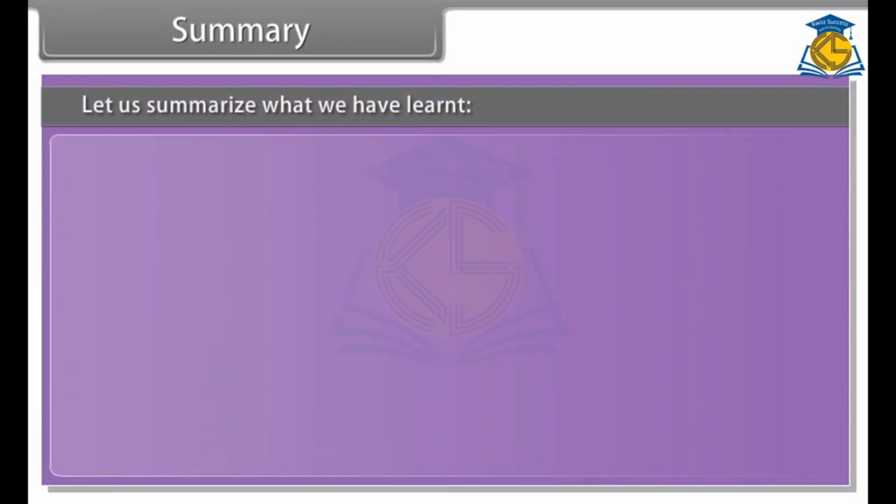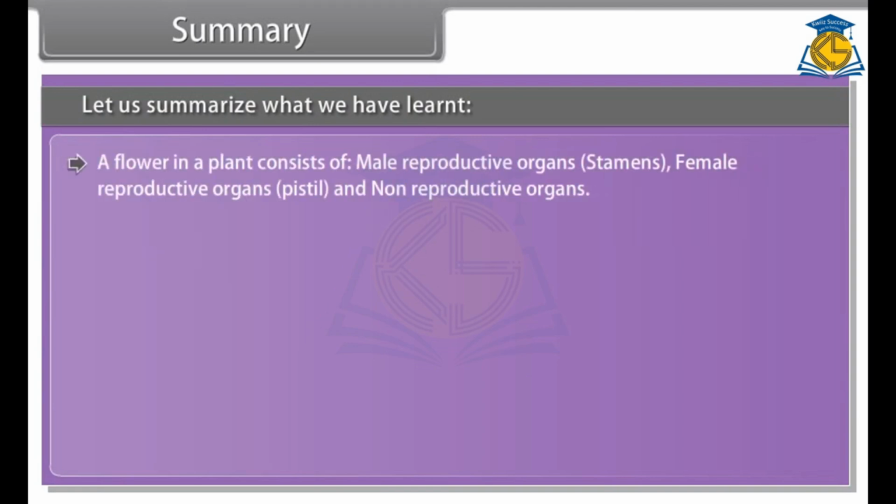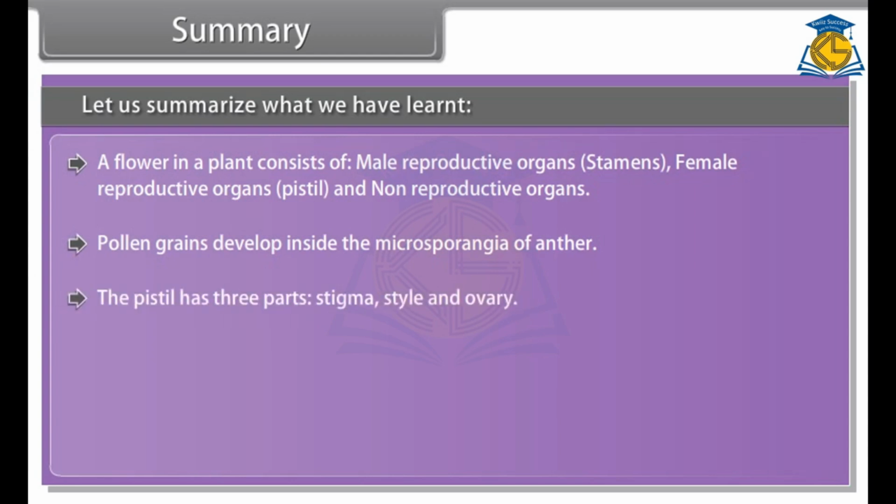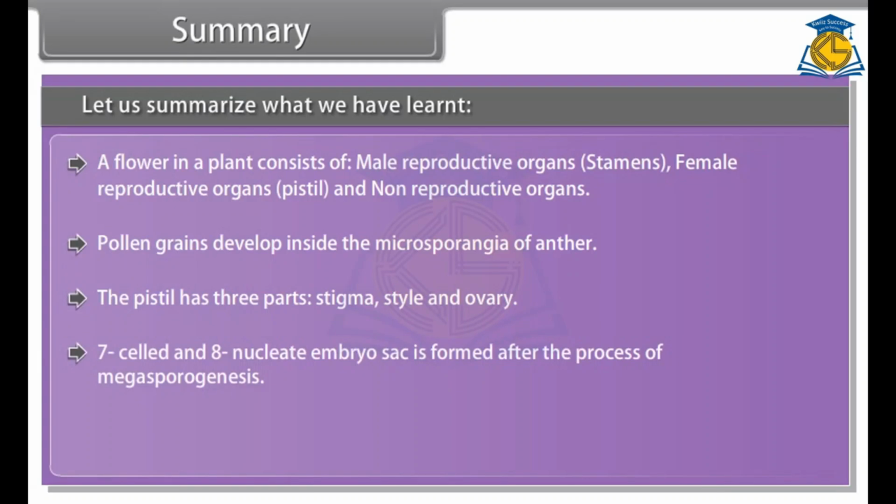Summary. Let us summarize what we have learned. A flower in a plant consists of male reproductive organs, stamens, female reproductive organs, pistil, and non-reproductive organs. Pollen grains develop inside the microsporangia of the anther. The pistil has three parts: stigma, style, and ovary. A 7-celled and 8-nucleate embryo sac is formed after the process of megasporogenesis.